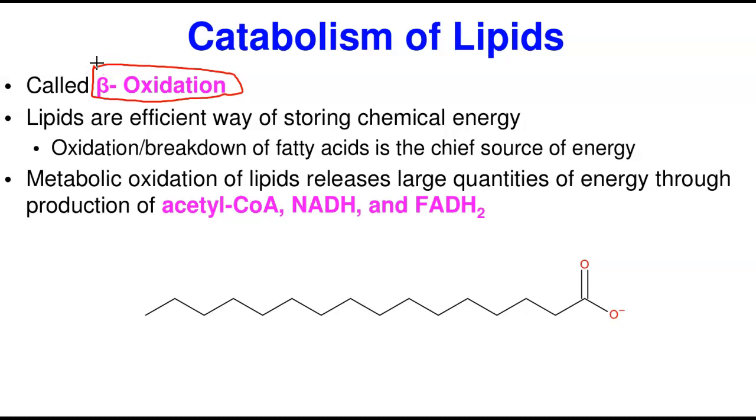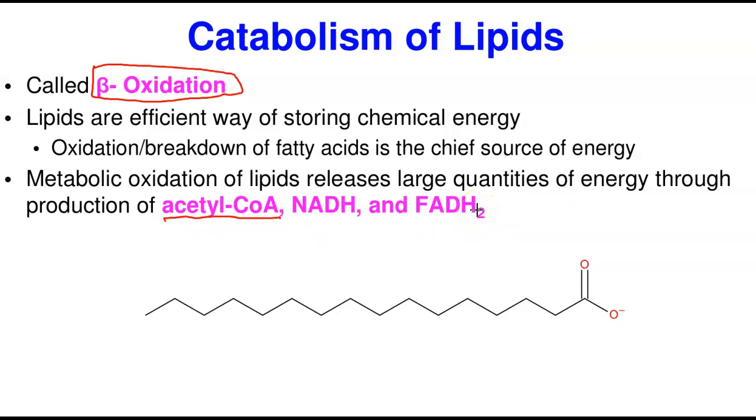Of course, we know that lipids are an efficient store of chemical energy, because they contain long chains of hydrocarbons that can be broken down into much smaller units that can give us a lot of energy, like acetyl-CoA. So oxidation or breakdown of fatty acid is the chief source of energy, far greater energy than you get in breaking down proteins and carbohydrates. So metabolic oxidation of lipid releases large quantities of energy through the production of acetyl-CoA, NADH, and FADH2.